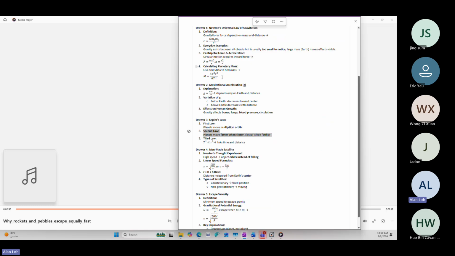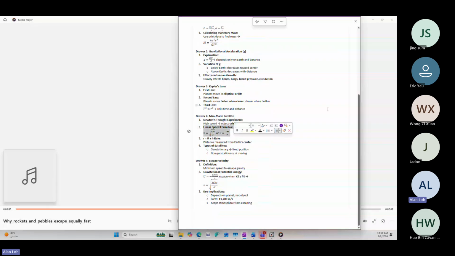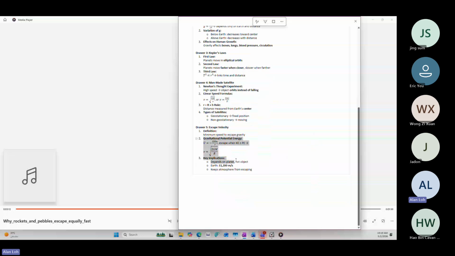Okay, but what if you don't want to orbit? What if you want to leave that funnel entirely? Then you have to inject enough kinetic energy, so energy of motion, to permanently overcome the gravitational potential energy holding you in the dip. You need to achieve escape velocity. And this brings us back to the pebble and the 100-ton rocket. It intuitively feels like a heavier object should need way more speed to escape. Why doesn't the object's mass matter at all?